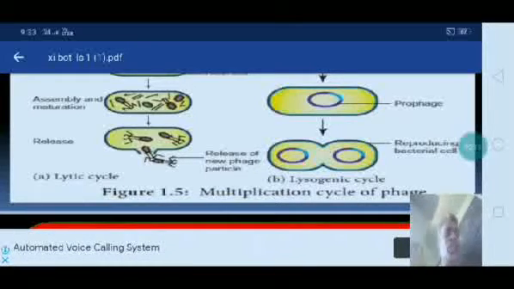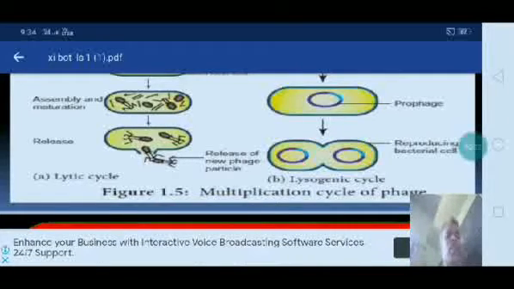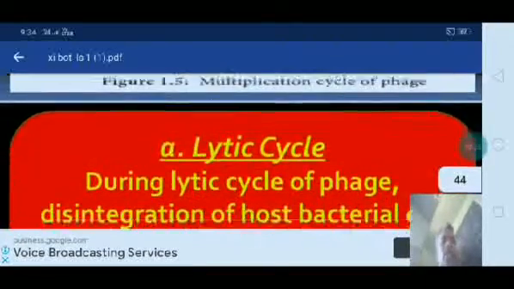It divides into 2 cells. The prophage again divides into 2. Then the viral particles are only produced. This is nothing but the lysogenic cycle. Okay, you can see one by one.